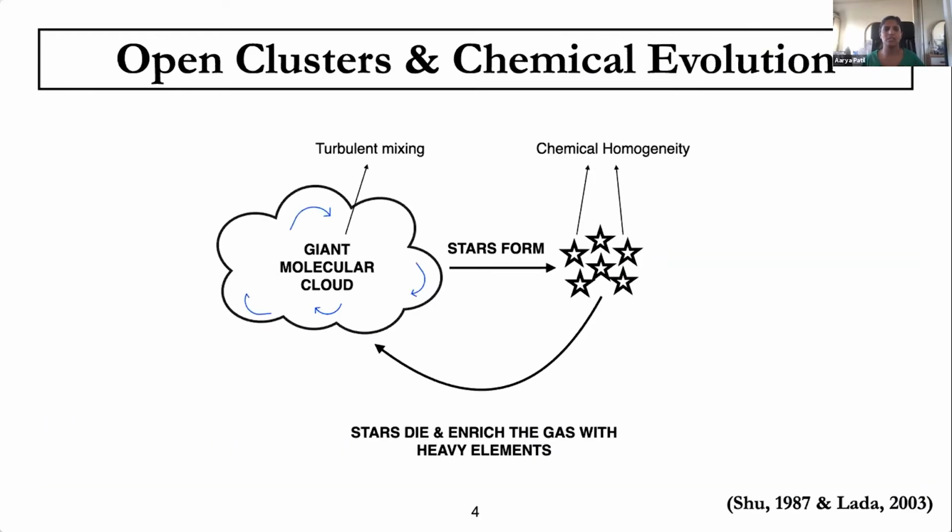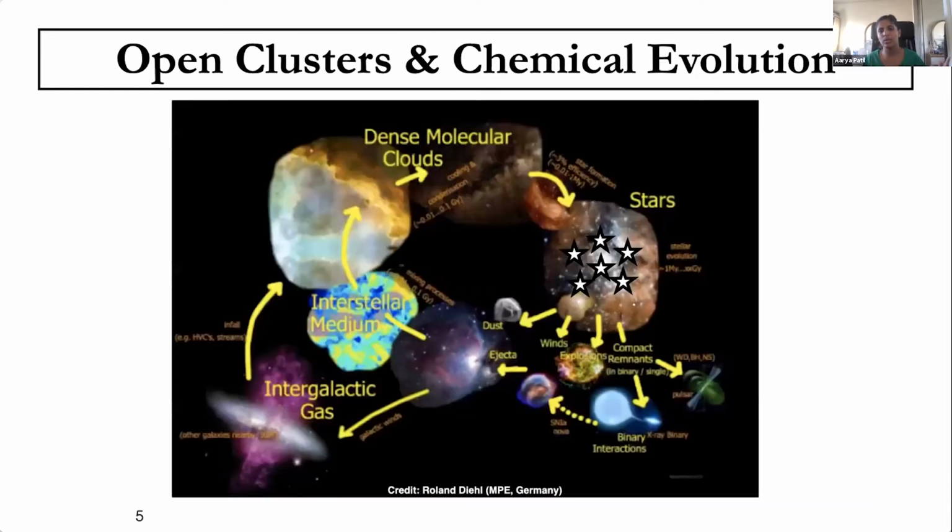The motivation behind this project is that stars form in giant molecular clouds. These groups of stars, or star clusters, are expected to be chemically homogeneous because of turbulent mixing that happens in these giant molecular clouds early during their assembly. These stars die, they enrich the interstellar medium with heavy elements, and this is the simple picture of chemical evolution we have. But we know that this whole process is actually very complicated.